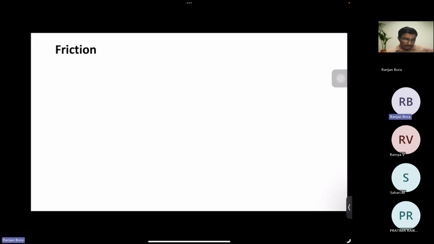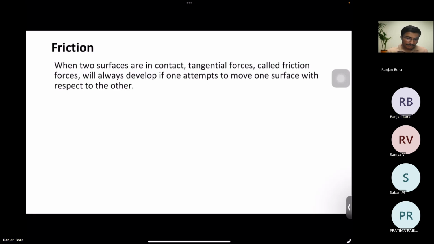Next, one more concept was friction. What is friction? So the definition of friction is: when two surfaces are in contact, these frictional forces will always develop if one attempts to move one surface with respect to the other.